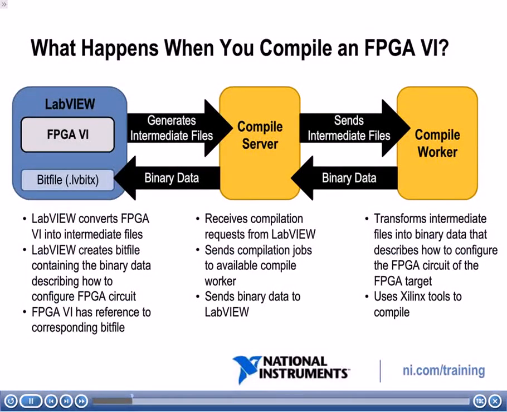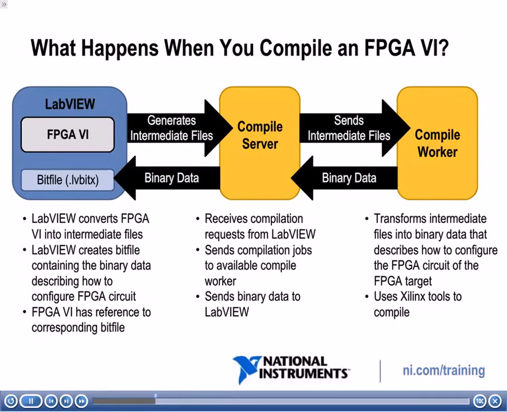So what happens when you compile an FPGA VI? Now let's describe an overview of what's going on here. If we start over here on the left, notice that we have LabVIEW. In LabVIEW, you have your FPGA VI, and let's say we tell it to compile, and we execute on the FPGA VI and hit run. The first thing that happens is LabVIEW will convert that FPGA VI into intermediate files. It's going to generate files like VHDL and things like that, and send them over to the compile server.